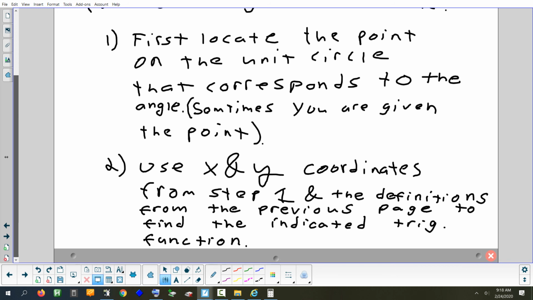Okay, so summarize it. Step one, find the coordinate. Step two, plug it into the formula. Keep in mind your rules for arithmetic. No square roots in the bottom. So if that comes up, we got to deal with it.